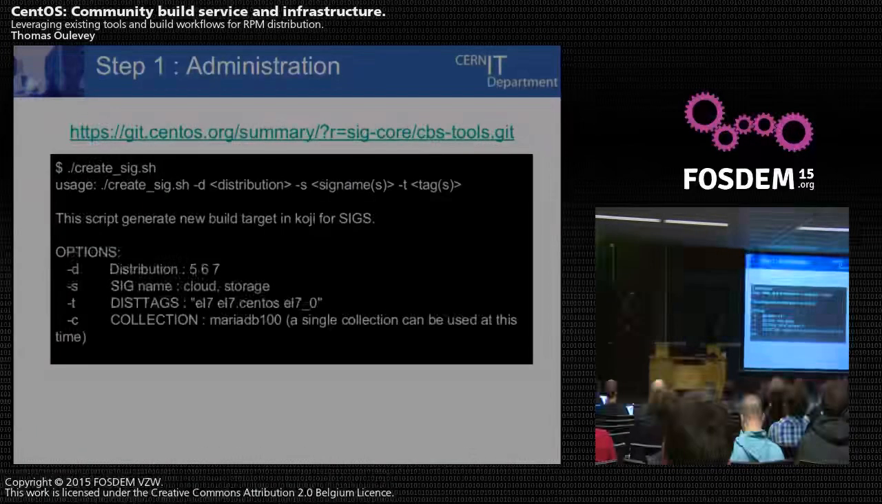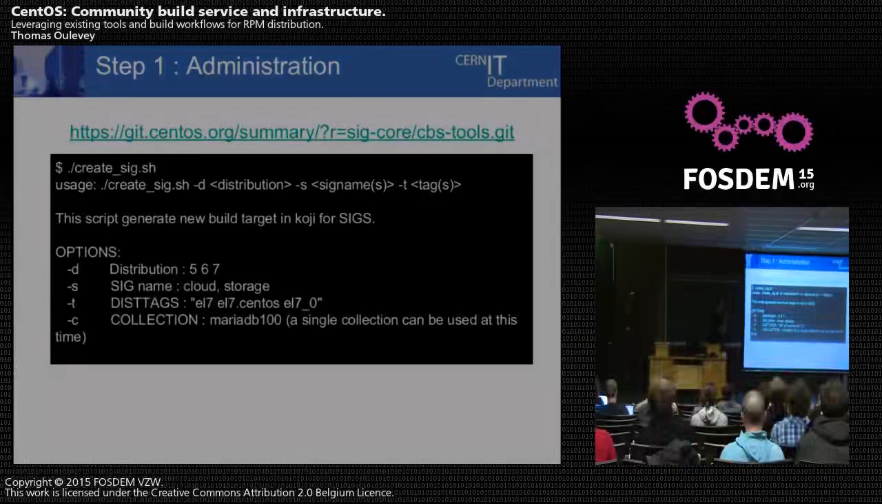Administration: we made a little script to put together all this naming issue and how to build a new SIG. Basically you can check the code, it's some bash, it's really easy, and you should be able to adapt it to your needs if you want to run Koji in-house. Nothing very special here. I wanted to mention it's available on the CBS tool Git repo, so if you want to see, please just connect and have a look.